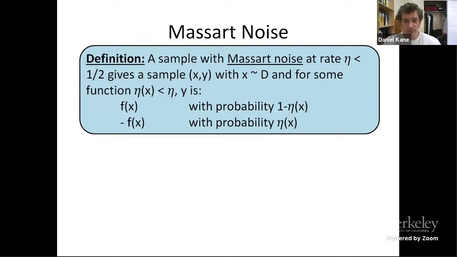So a step up from this is what's known as Massart noise. For a sample with Massart noise at some rate eta, what you do is you sample x from your distribution D as always, and then there's some function eta of x that's pointwise bounded by eta. And you let y equal f of x with probability 1 minus eta of x and minus f of x with probability eta of x. So this is almost the same as the definition of random classification noise, except that the noise rate is allowed to depend on x.